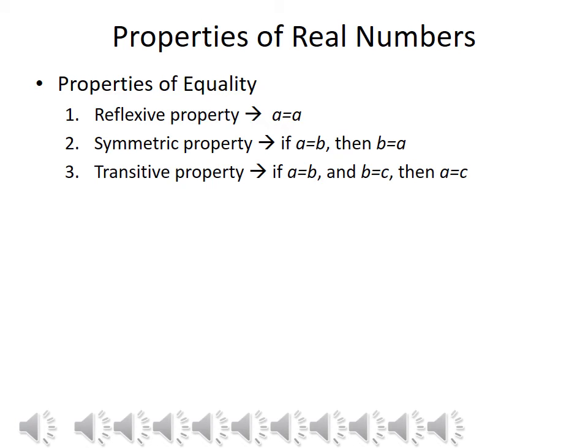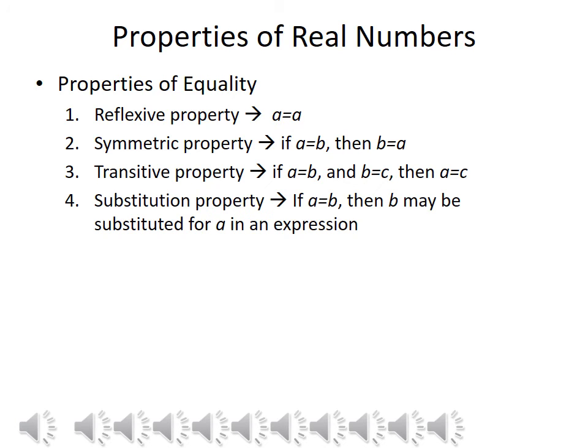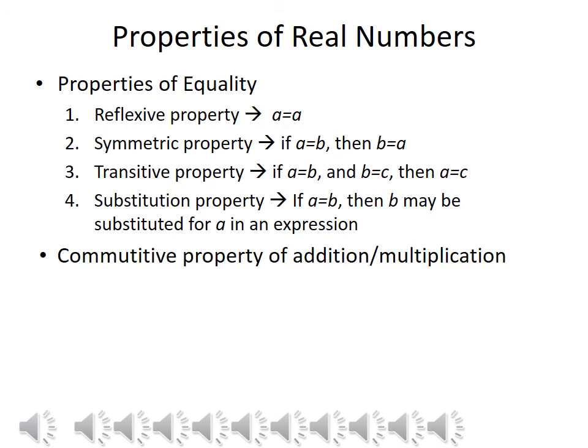The third property of equality is the transitive property that says if A equals B and B equals C, then A has to equal C. And finally, the fourth property of equality is the substitution property that says if you know that A equals B, then you can substitute B into any expression for A. Next, we'll talk about the commutative property of addition and multiplication. The commutative property of addition says that A plus B equals B plus A. So essentially, the commutative property says that for addition, the order doesn't matter.